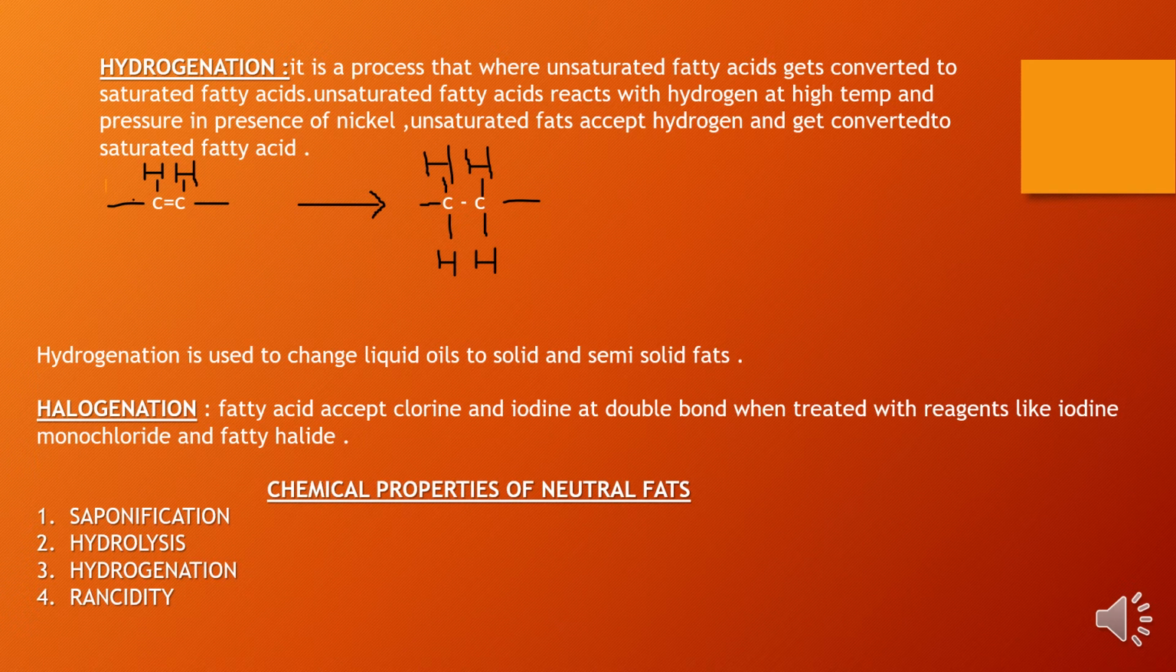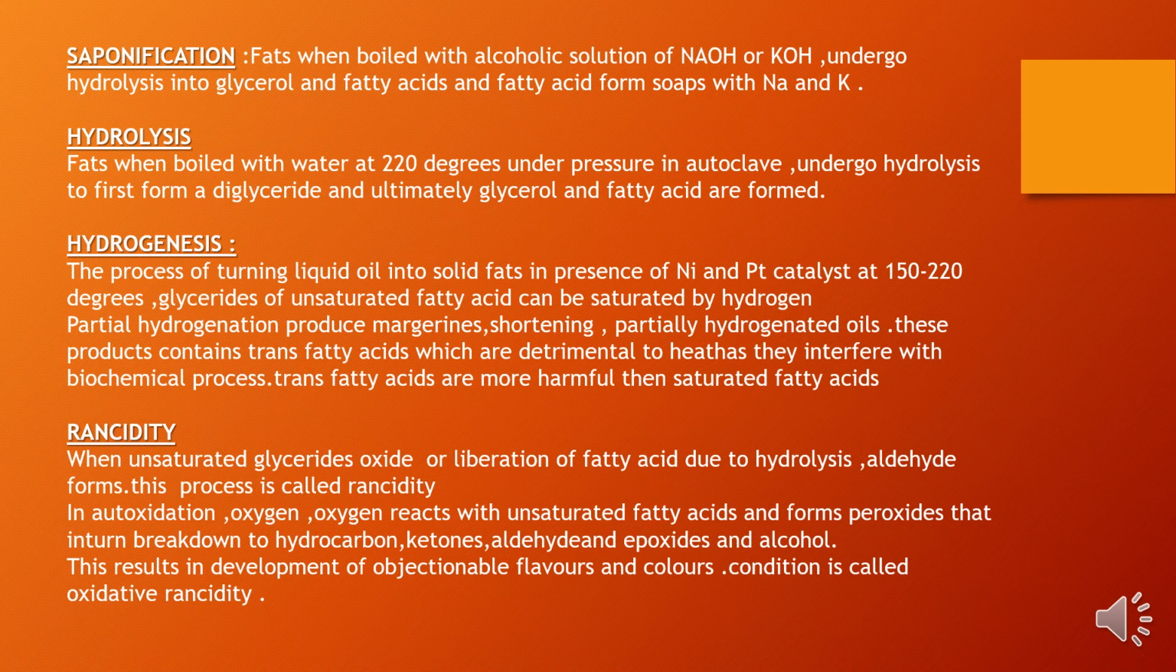What is halogenation? Fatty acid accepts chlorine and iodine at the double bond when treated with reagents like iodine monochloride and forms fatty halide. What are the chemical properties of neutral fats? There are 4 properties: saponification, hydrolysis, hydrogenation and rancidity. What is saponification? Fat when boiled with alcoholic solution of NaOH and KOH undergoes hydrolysis. They form glycerol and fatty acid, and fatty acid forms soaps with sodium and potassium.